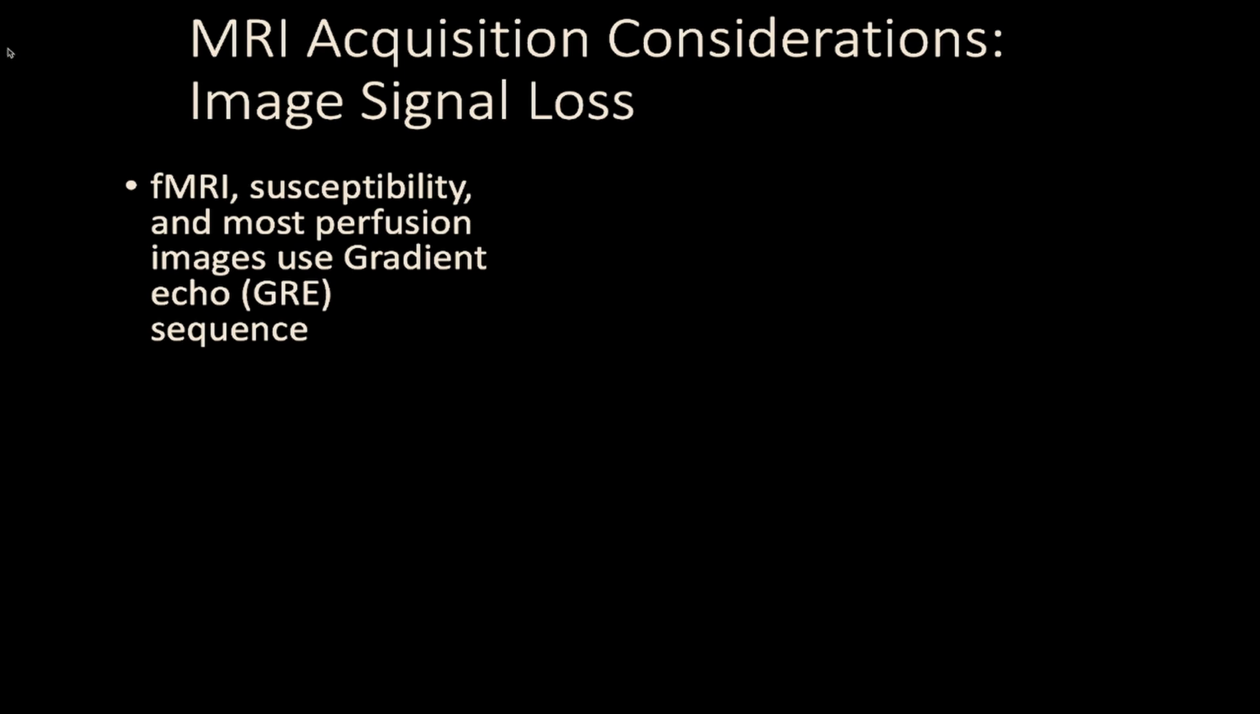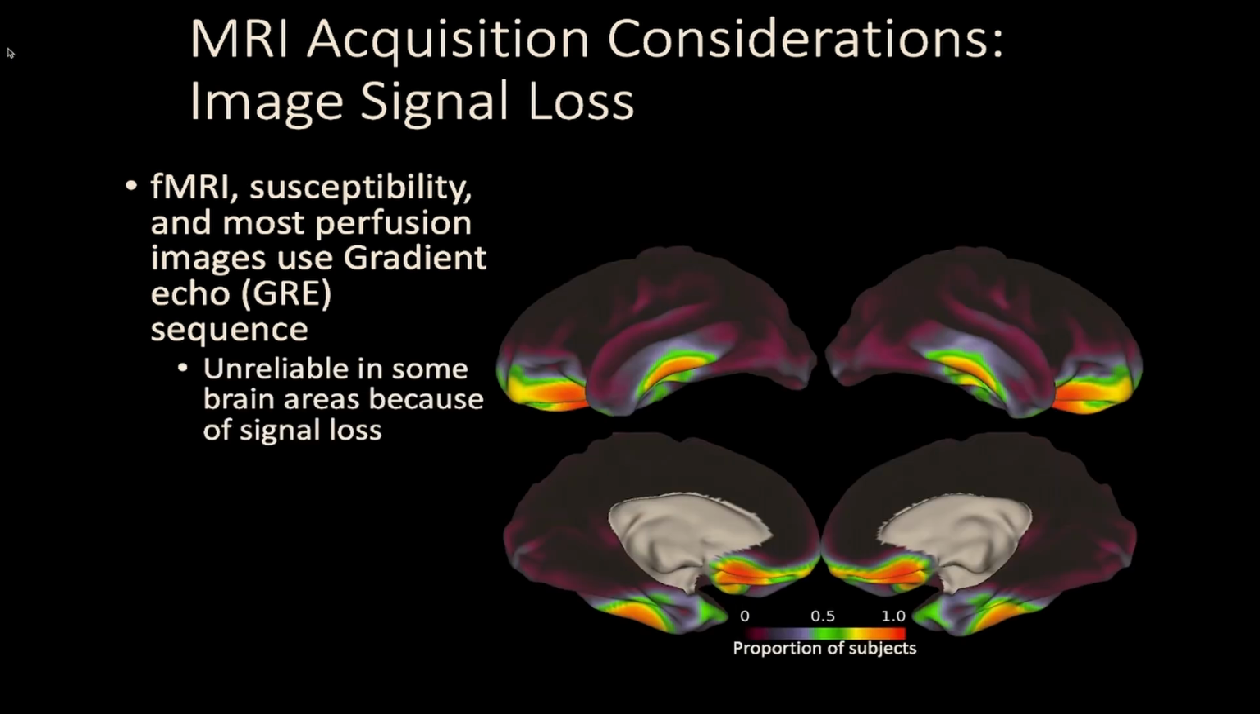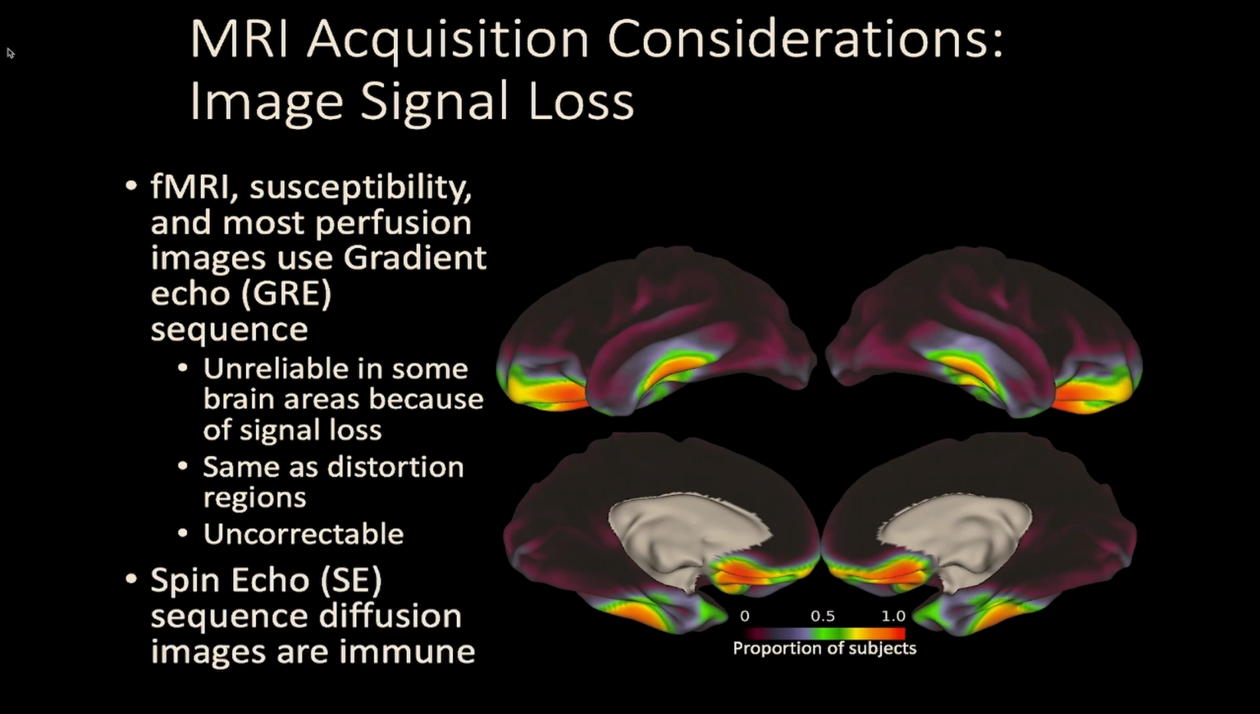Also, you're still going to have the issues with signal loss. fMRI, susceptibility, and perfusion all use gradient echo images, and they have signal loss. It's in the same areas as the distortion. This is basically a proportion of subjects that have severe signal loss in different places, so we can see orbital frontal cortex, inferior temporal cortex. They're going to be black holes, even with the surface-based approach, but they were black holes in a volume-based approach too, so this is not a new thing. And there's no way to correct for this. Once the signal is lost, it's lost. It doesn't affect spin echo images, though.